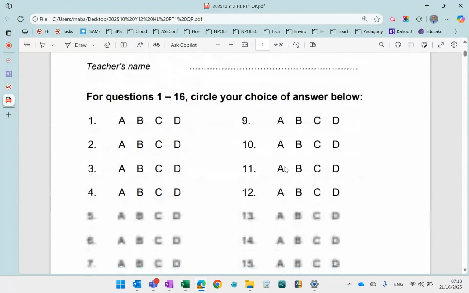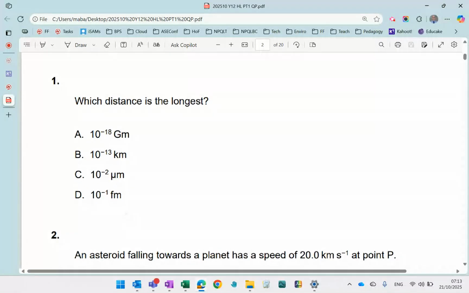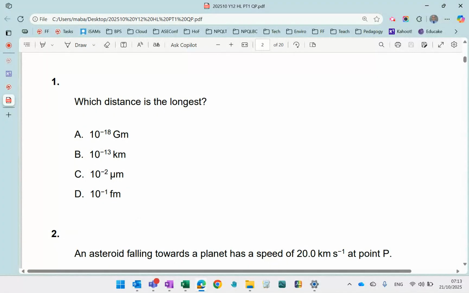Okay, let's go. Progress test. Which distance is the longest? So this is testing your knowledge of prefixes.